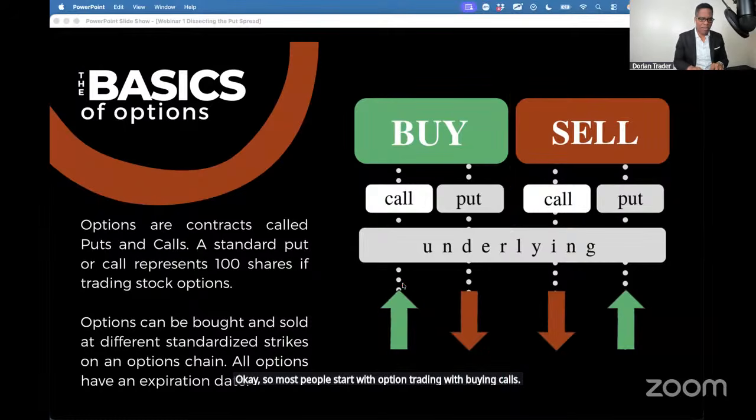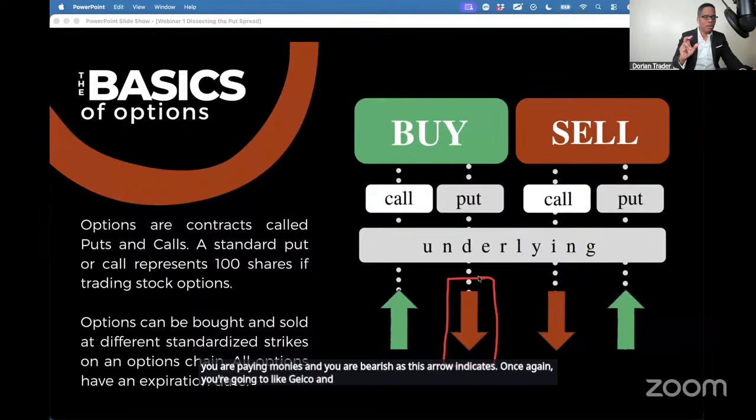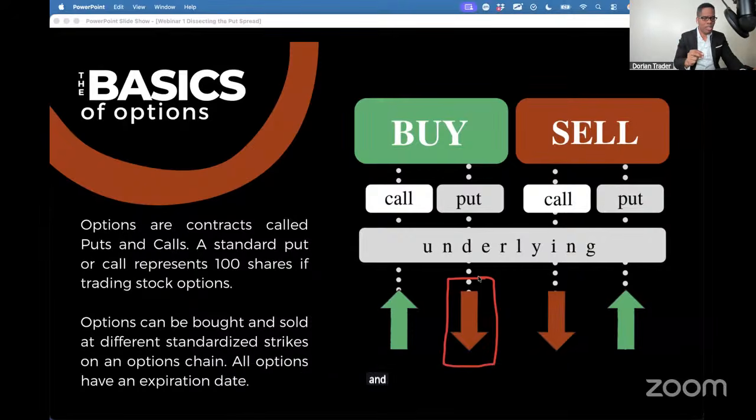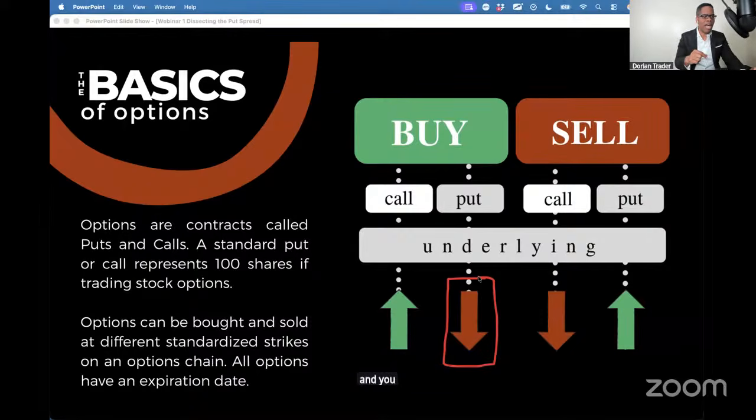So it's basic. Now, if you buy a put, you are paying monies and you are bearish, as this arrow indicates. Once again, you're going to Geico and buying insurance. You're buying a put and you're bearish. Monies are coming out of your account. Now, this is where it becomes confusing to almost everyone instantaneously when it comes to trading options, because you're buying something and you actually want it to go down. That's counterintuitive to what we are accustomed to.